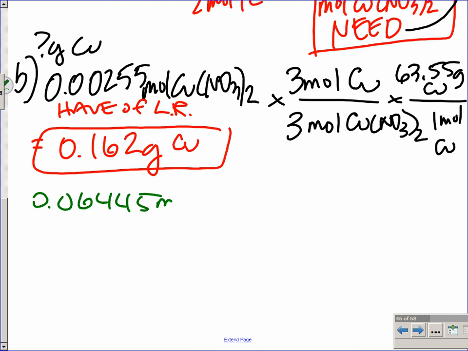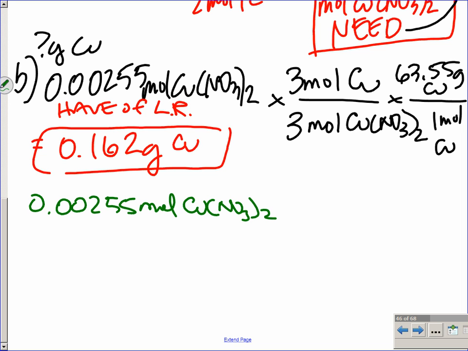Is that right? Okay, this is how much I have of the iron. Oh, you know what? I'm sorry. I need to get the copper one. Hold on for a hot second. How much of the copper did I have? 0.0025 moles of copper(II) nitrate.